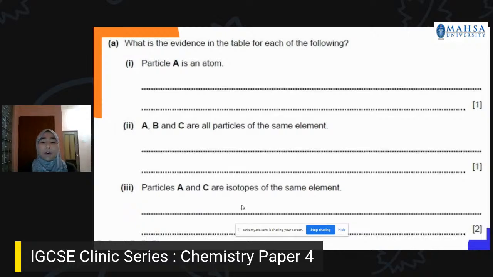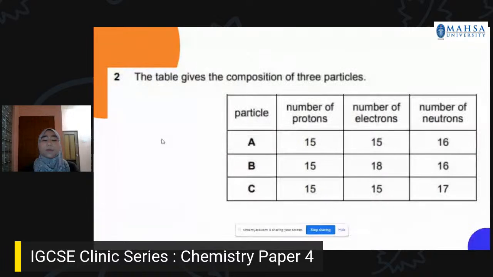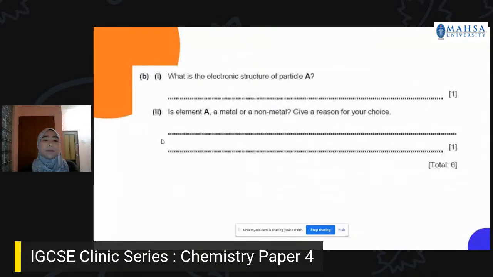So I will advise you not to use the element name because it's not following the question. The question did mention A, B, and C. So please follow the one that is given, which is A, B, or C, even though you know what type of element or what type of ion it is. Okay, so I think it's okay. Okay, we go for the next question.